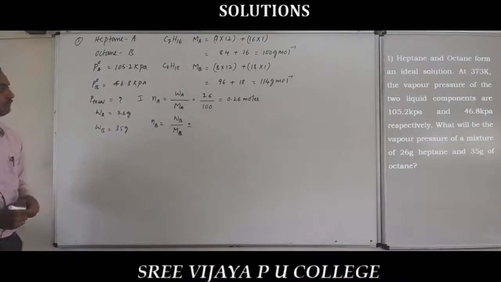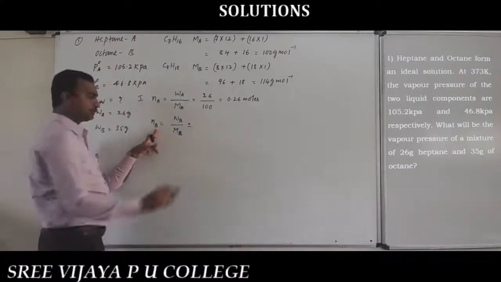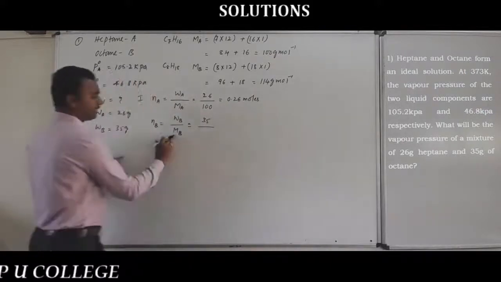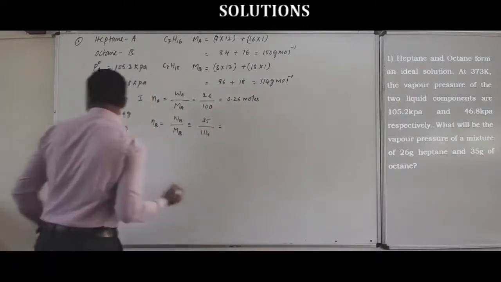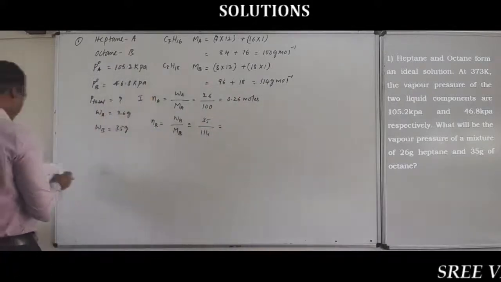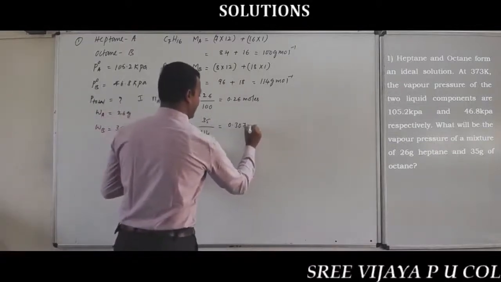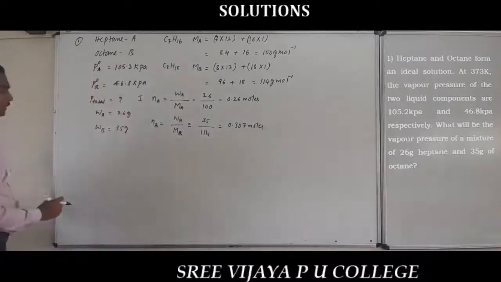0.26 moles is the number of moles of heptane. Number of moles of octane, that is component B: mass of B is 35 gram divided by molecular mass of component B, that is 114. So when you calculate this, what do you get? So number of moles of B is equal to 0.307 moles. That is the number of moles of component A and component B.